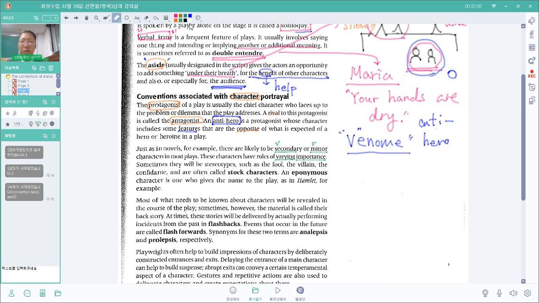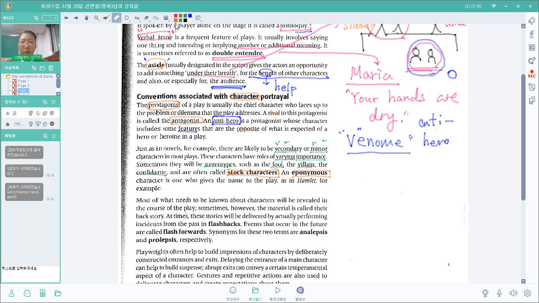Usually these secondary minor characters have stereotypes, such as the fool. We have a fool in Twelfth Night, and the villain, we have bad people, and we have the confidante. A confidante is a character who is full of confidence in themselves, very proud of themselves, a very stereotypical person. So these are all secondary and minor characters, and we sometimes call them stock characters.